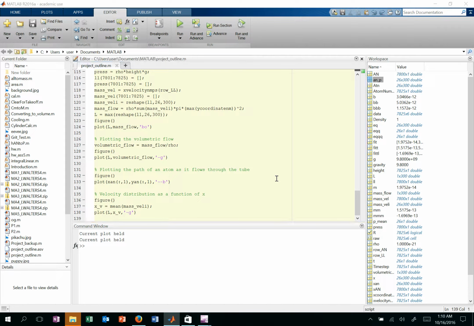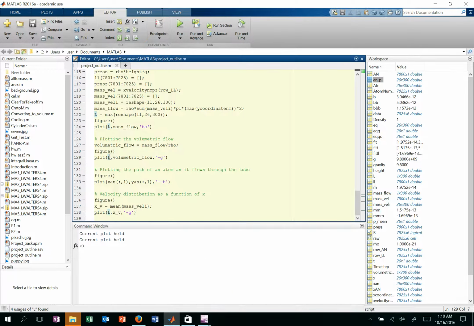Okay, once we have the mass flow, we can find the volumetric flow by dividing the mass flow by density, and we can plot that just as we did the mass flow, which is L, which is the length divided into 26 intervals. The volumetric flow will also be divided into 26 intervals, because we'll be taking the max of the volumetric flow in each interval.